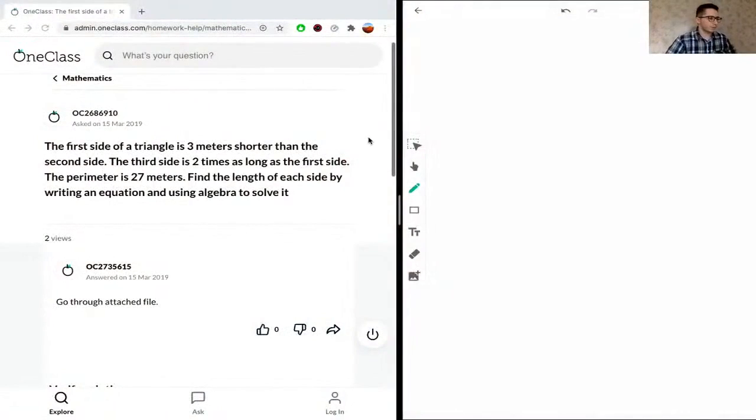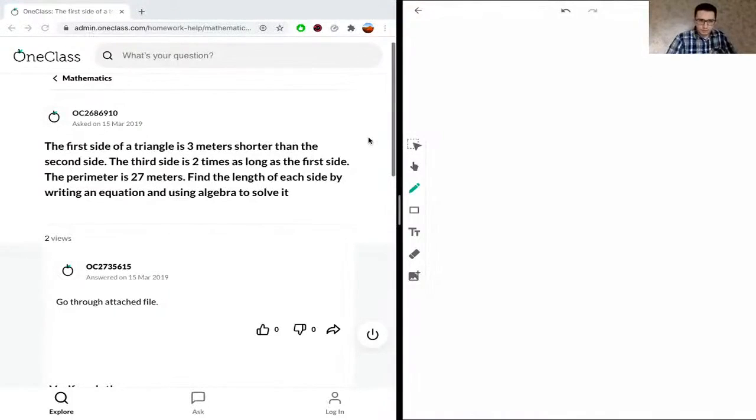Okay, so the first question that we're tackling today is as follows. The first side of a triangle is 3 meters shorter than the second side. The third side is 2 times as long as the first side. The perimeter is 27 meters. Find the length of each side by writing an equation and using algebra to solve it.